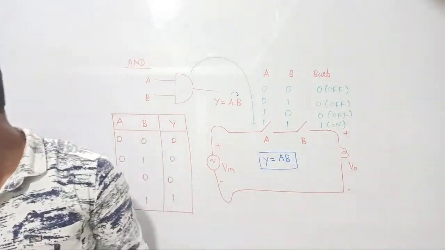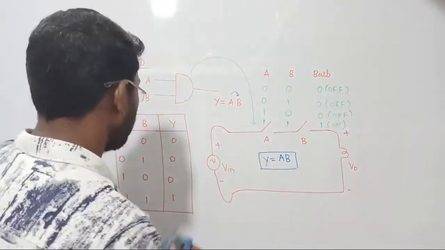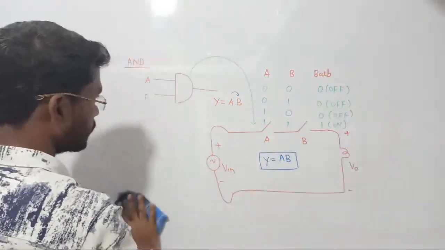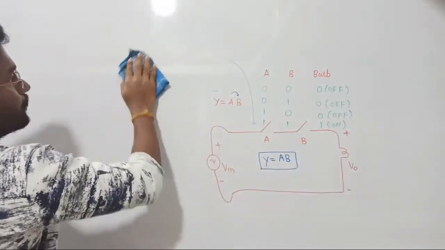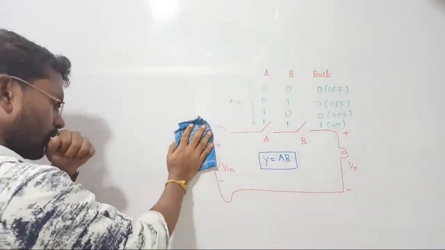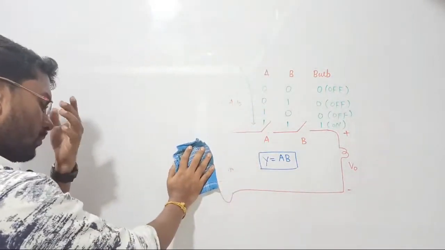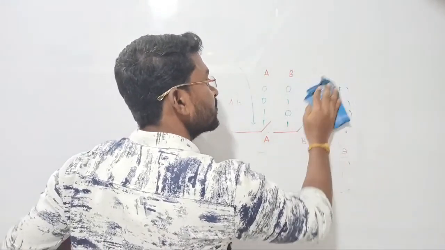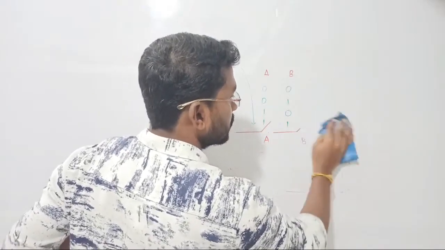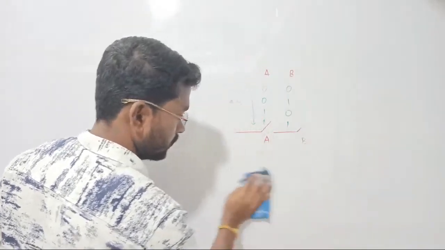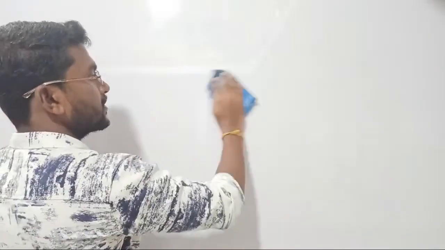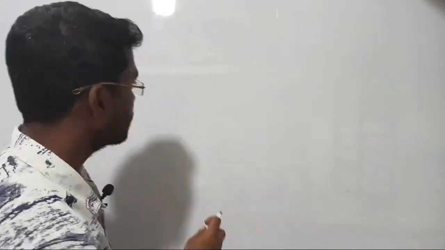So let us consider a few more gates. So this is the AND gate, right? So let's select the OR gate. Let's see what happened, right? For that I'm just rubbing this one. Yeah. Let's select the next one. Next is which one? The OR gate, right? So let us discuss the OR gate.